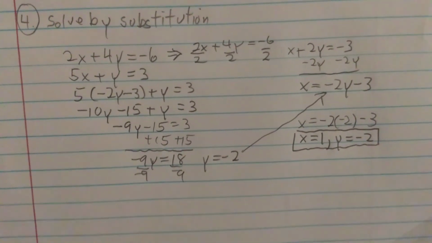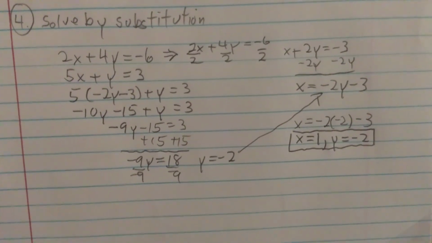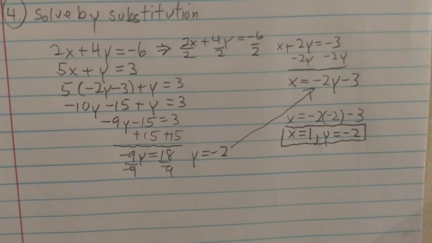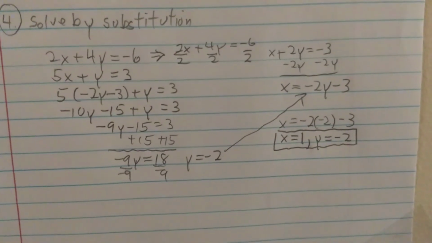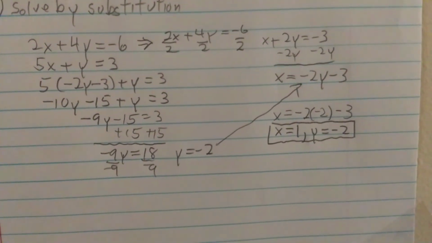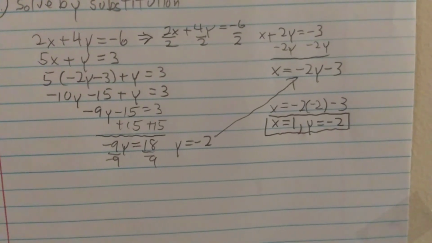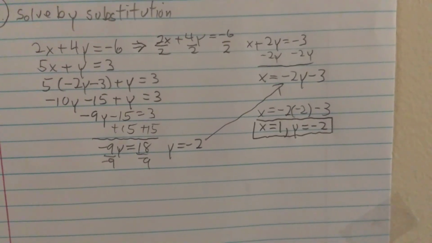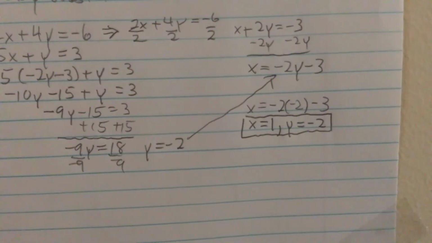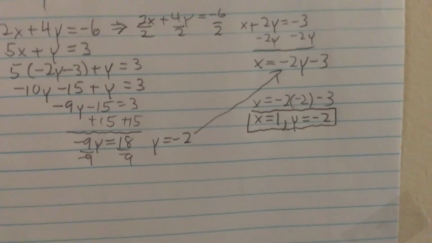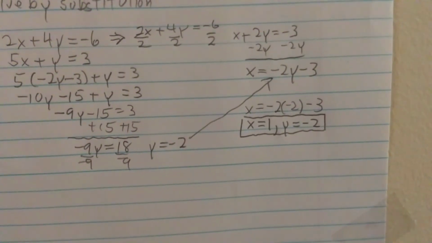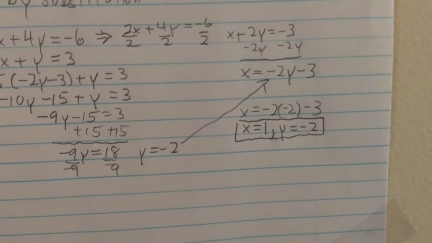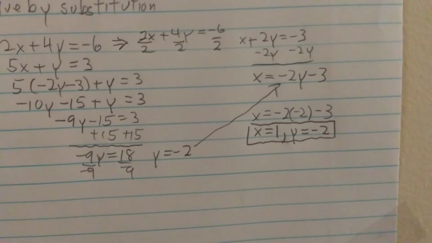So 5 times our substitution for x, negative 2y minus 3, plus y equals 3. And multiplying that out, negative 10y minus 15 plus y equals 3. Collecting terms, negative 9y minus 15 equals 3. Adding 15, negative 9y equals 18. Dividing by negative 9, y equals negative 2. Then plugging y equals negative 2 back into x equals negative 2y minus 3, x is negative 2 times negative 2 minus 3, or 4 minus 3, which is 1. So the solution is x equals 1, y equals negative 2.